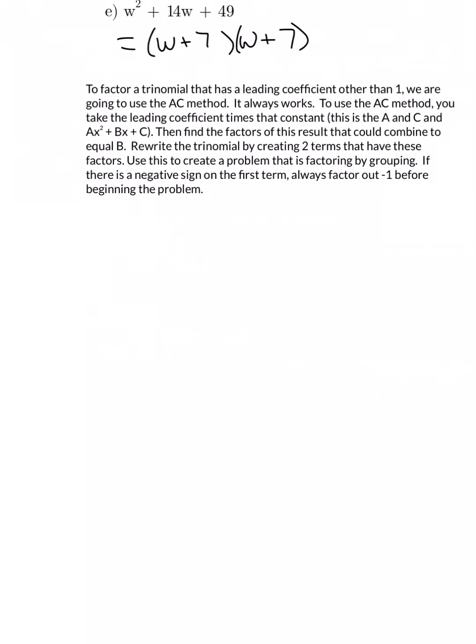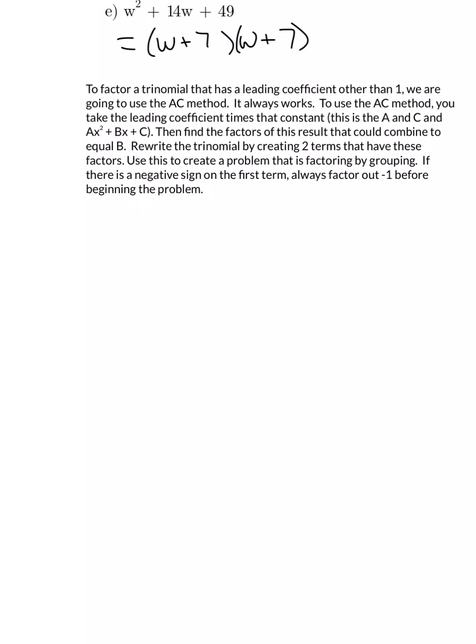We're going to look at a technique that will always work for factoring trinomials. We're going to use it because our next problems will have a leading coefficient other than 1, and those are a little harder. We're going to use what's called the AC method. Remember, this works on any trinomial that you are factoring.